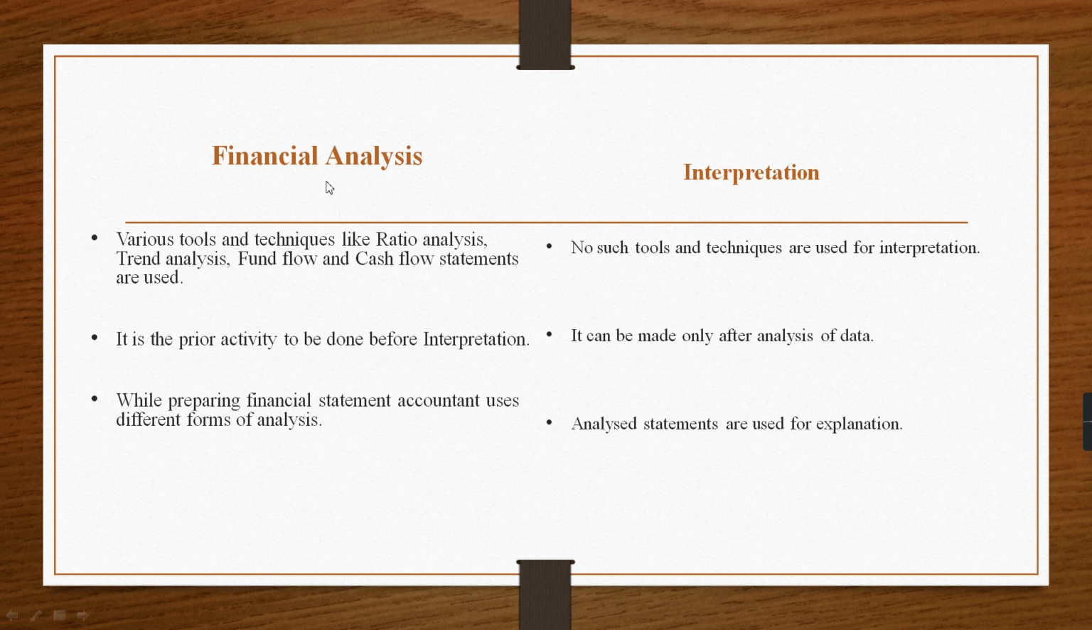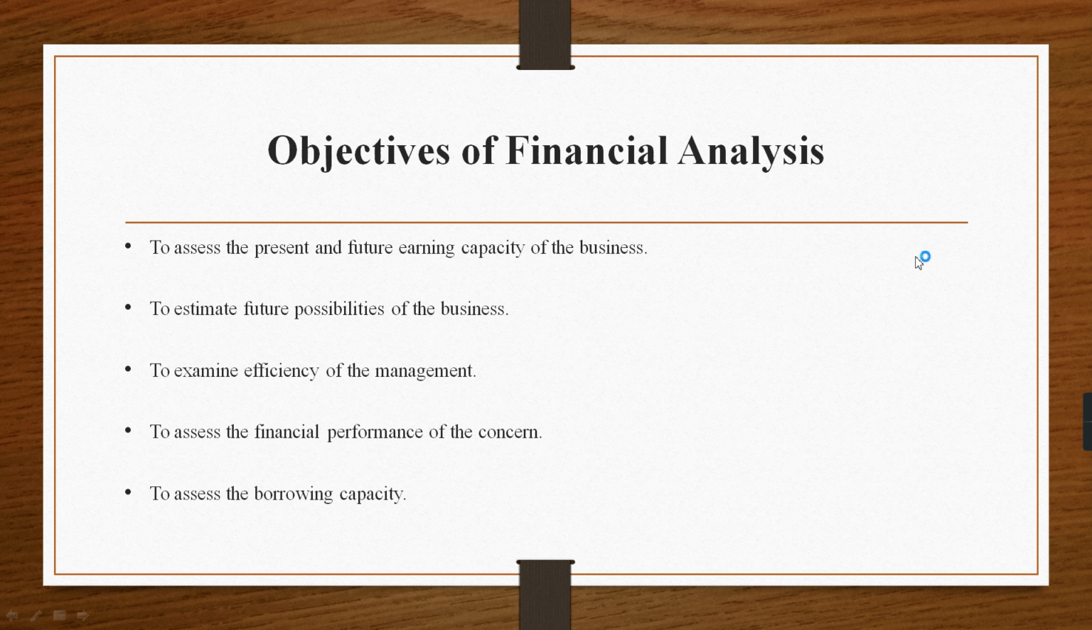Coming to the last difference between financial analysis and interpretation, while preparing financial statements, the accountant uses different forms of analysis. I told you ratio analysis, trend analysis, fund flow analysis, and cash flow analysis. Different forms of analysis are used. Comparative analysis and common size analysis are also there. We shall study those things later on. Then the analyzed statements are used for explanation. So that is the difference between the financial analysis and interpretation. So these are the differences.